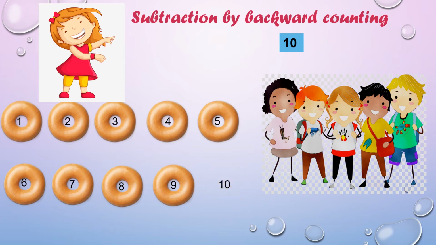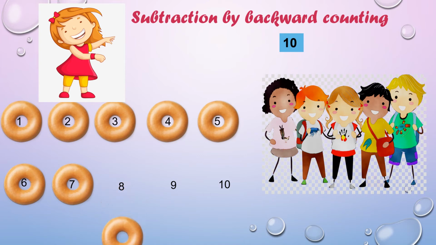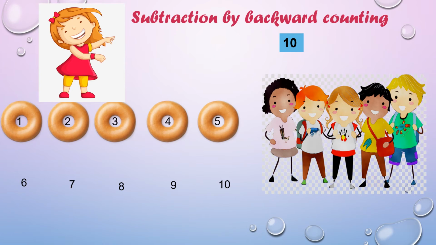So 10, 9, 8, 7, 6. So we have to minus 10 minus how much? Yes, 5 donuts were taken by the friends. So 10 minus 5. So we can subtract 5 from 10. How many donuts are left on your screen? Yes, tell me the number. Yes, you are correct. There are 5 donuts left with Sarah.